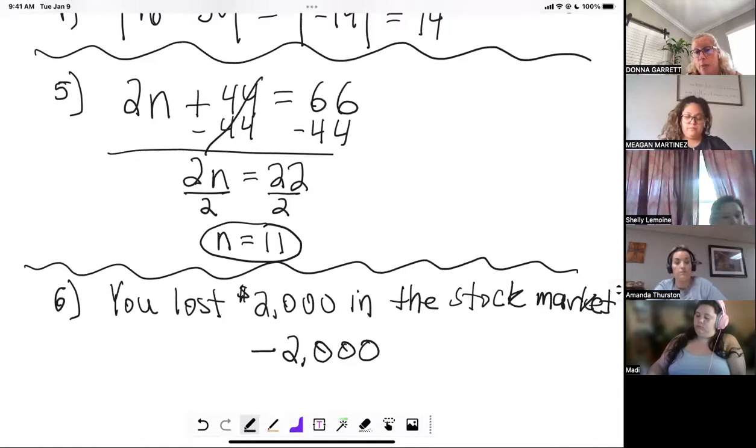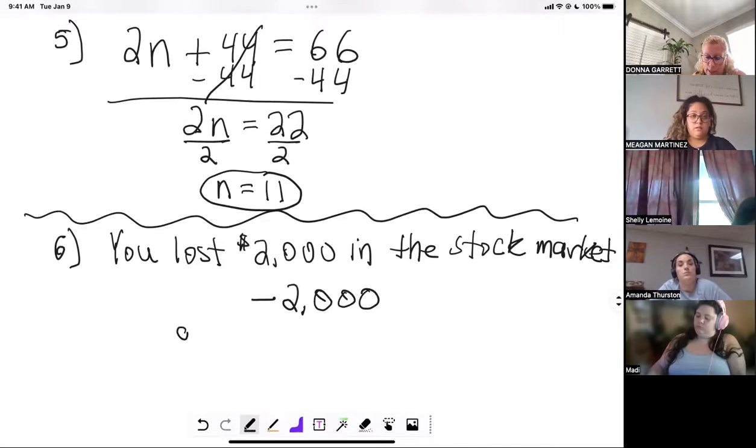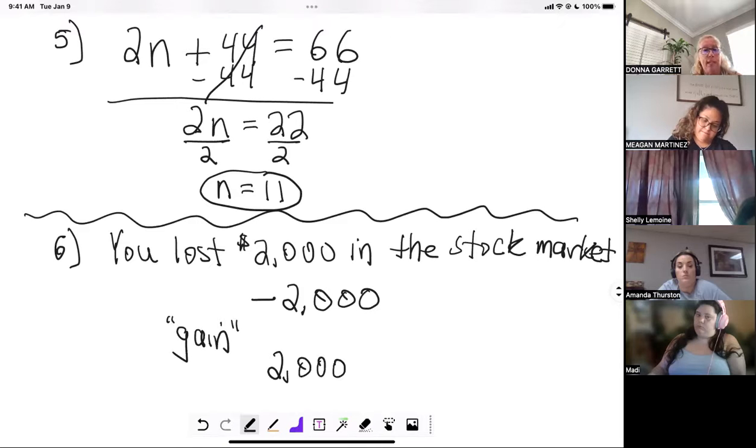Let's say you gained 2,000 in the stock market. So let's say that it was gain instead of loss. Then you would put 2,000 instead of negative 2,000.